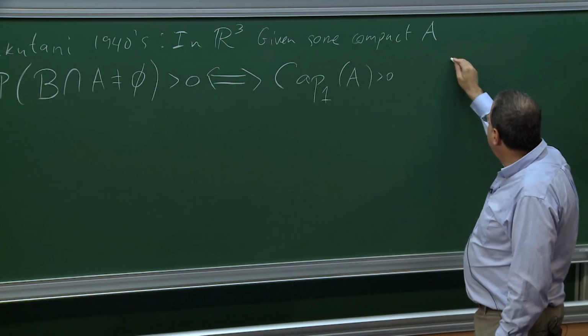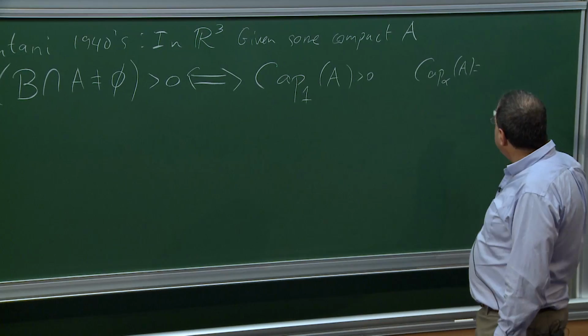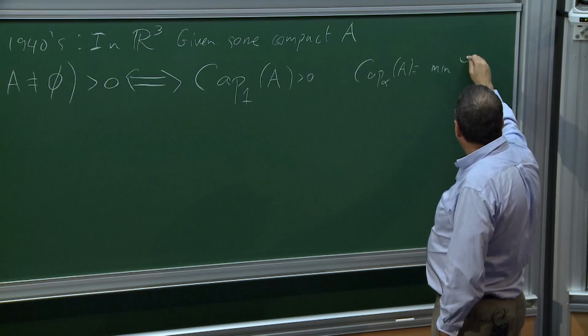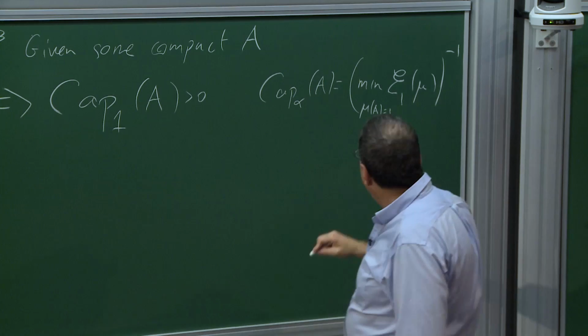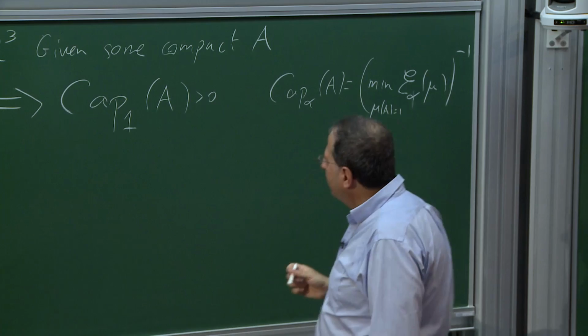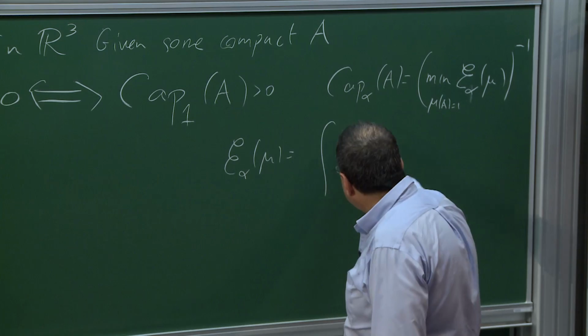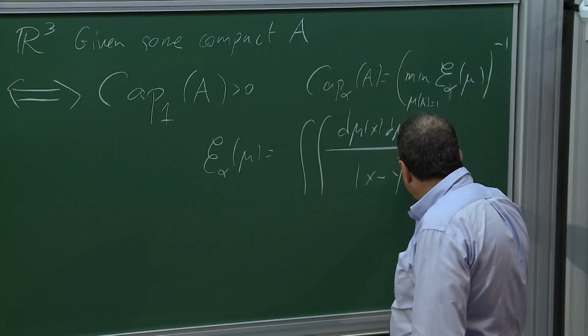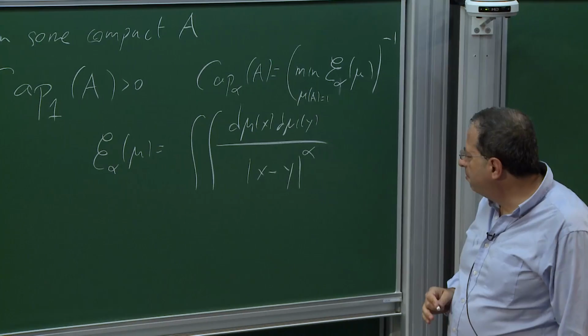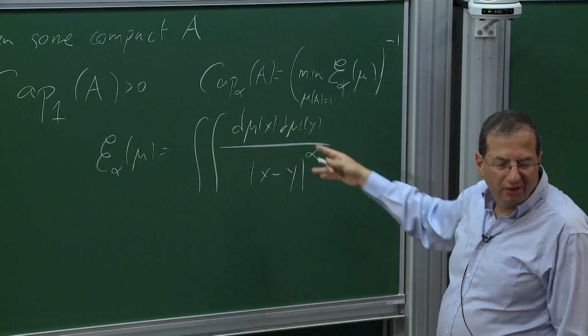And here, what is the capacity of a set? It's the inverse of the minimal energy. So we take the minimal energy of a measure and invert it, and this is a probability measure on A. If I'm talking about capacity alpha, this would be the alpha energy. The alpha energy of a measure, this is called the Riesz energy, is the integral of dμ(x) dμ(y) over |x − y| to the alpha. These are known as Riesz capacities when you put alpha here. The case of alpha equals d minus 2 is distinguished and is Newtonian capacity.